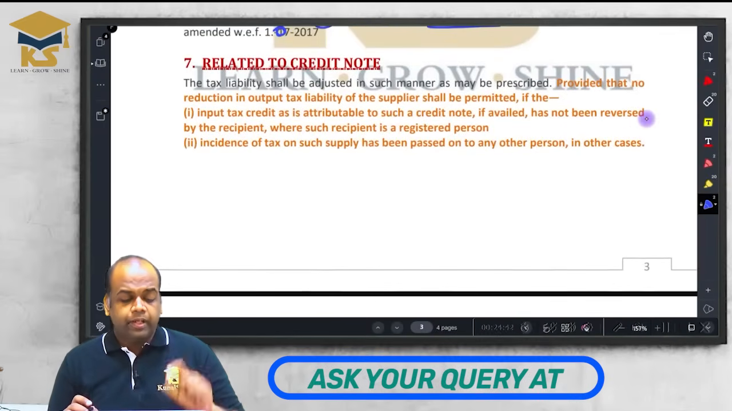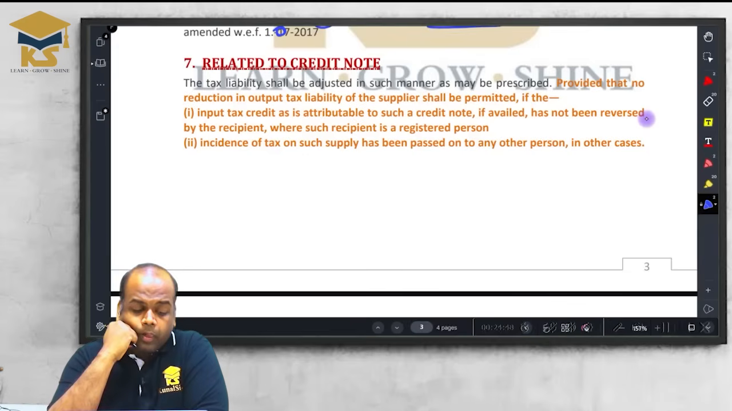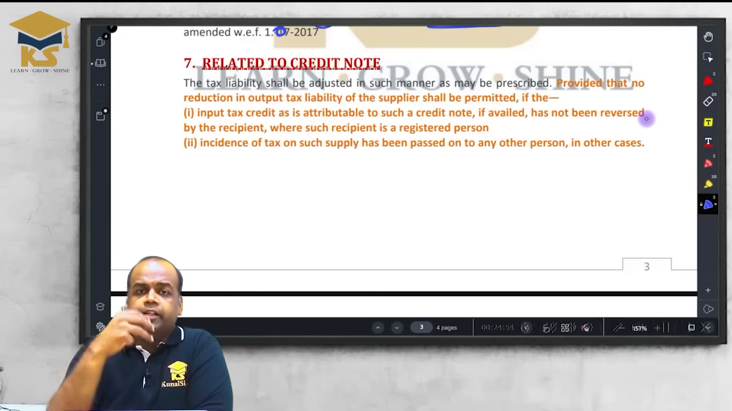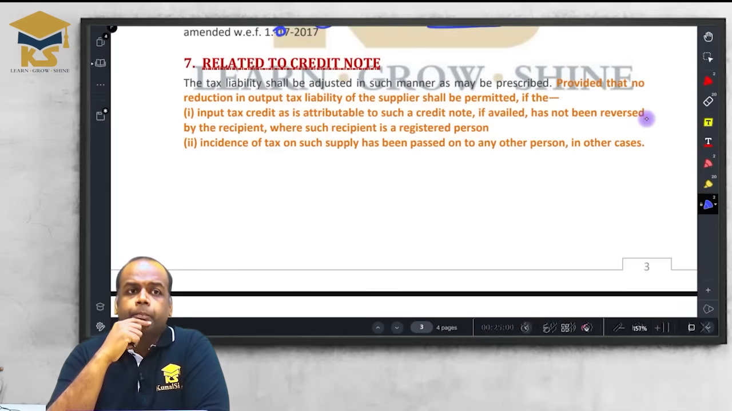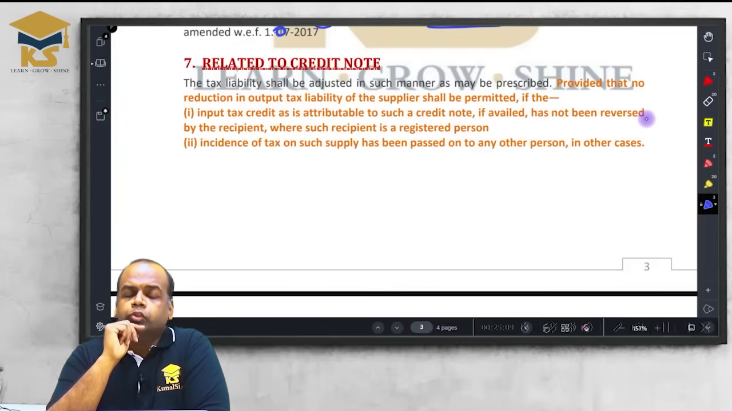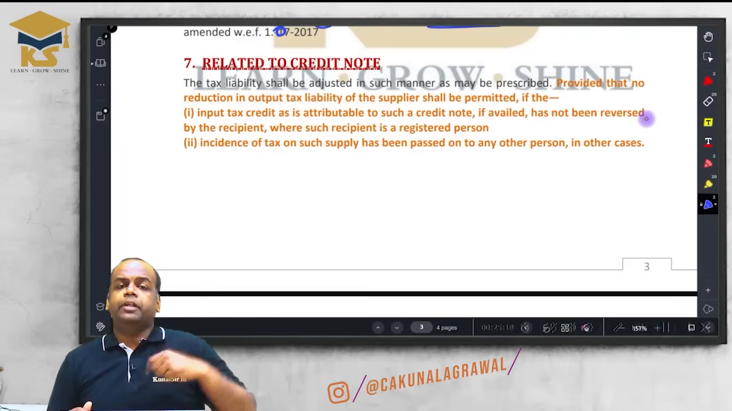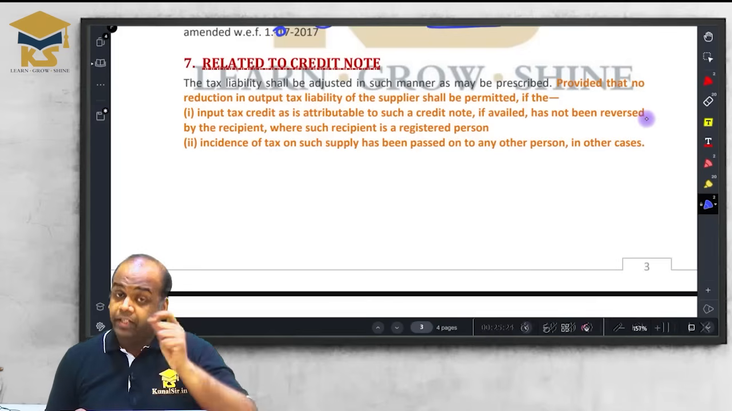Then we have a very small amendment related to credit note, small but important. Friends, till now, if I have issued a credit note, whether the reversal has been done by the recipient or not is not that mandatory. Under Section 15 valuation, it was mandatory, but under the credit note provision, there was no such provision. Now what is being done? The provision related to credit note is also amended, and my output tax liability will be reduced only when the supplier has reduced its input tax credit. Now, it is a very important thing.